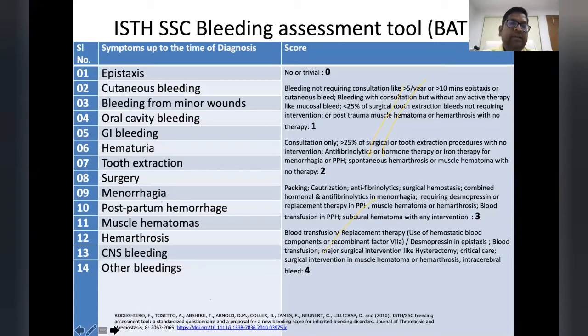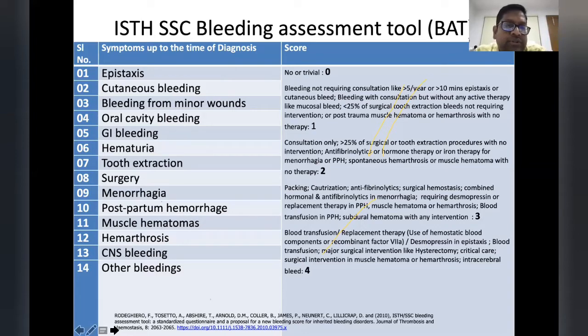For this, the ISTH SSC has proposed a bleeding assessment tool, BAT. I have tried to put it in a summary way. If anybody is interested, they can refer to the article below and download the complete set of questionnaires for the bleeding assessment tool. It usually consists of 14 questions, and depending upon the bleeding manifestations, they can be scored 0 to 4. So a maximum score of 56 is possible. A minimum score will be 0.